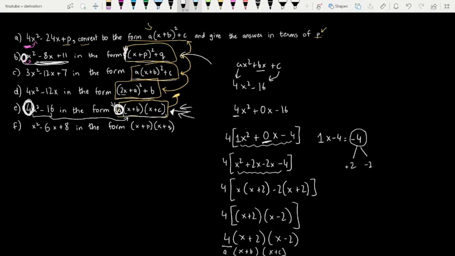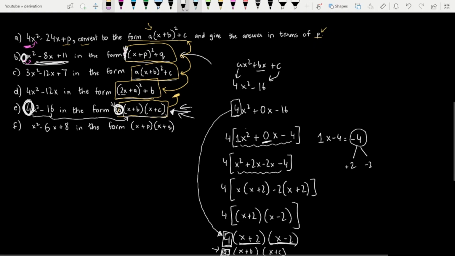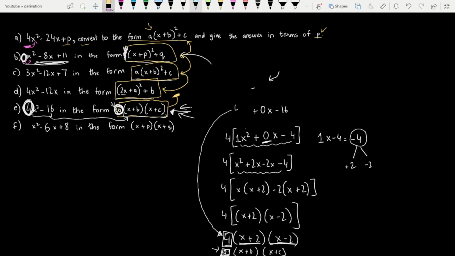Now, if I hadn't taken that 4 common from this equation, what would have happened is that the 4 would not have stayed outside. It would basically be inside of these brackets in here. And so I wouldn't get this a outside. I wouldn't get this 4 outside, as they told me in the problem statement. I wouldn't get the same form. So I'm trying to get that same form as well.